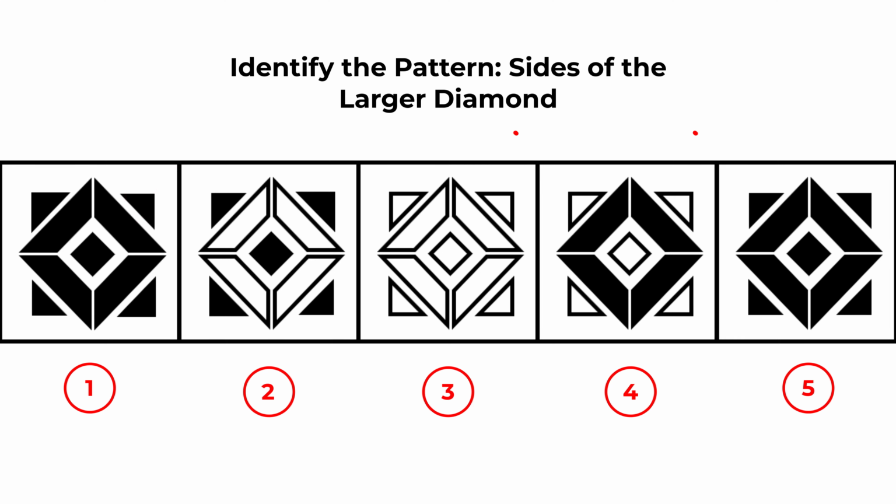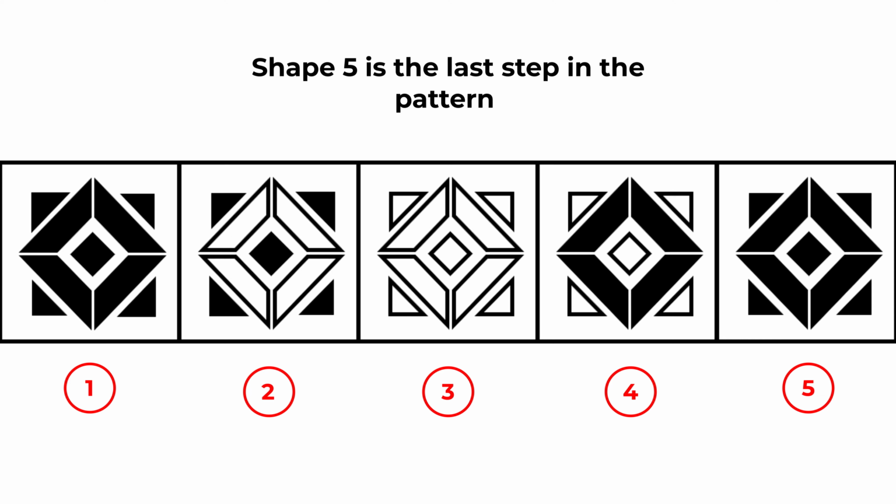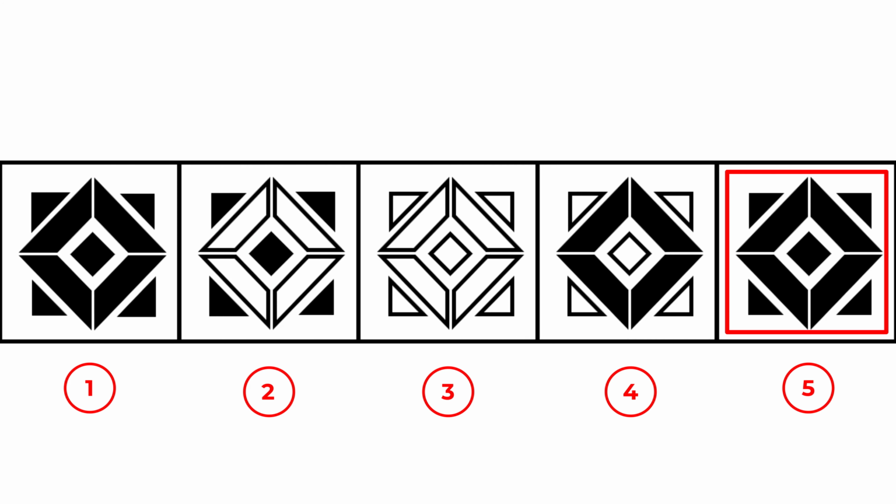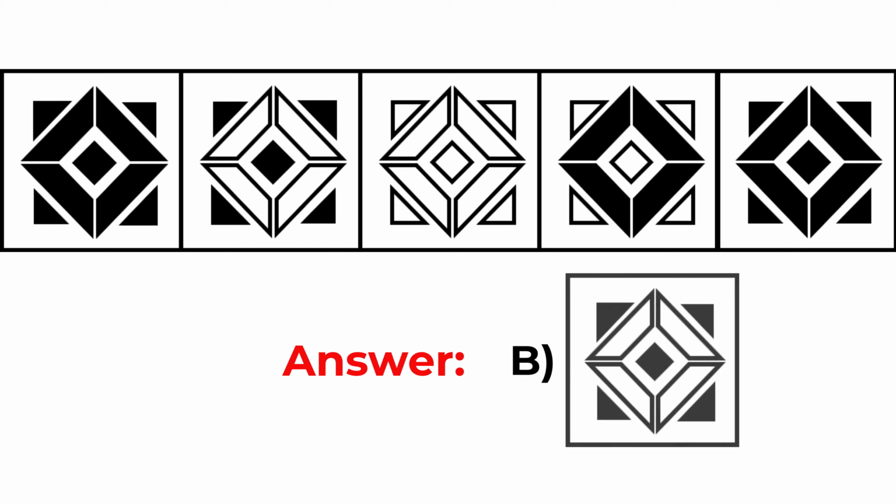Let's recap. Shape 2 is the first shape in the pattern, shape 3 is the second shape in the pattern, shape 4 is the third shape in the pattern, and then shape 5 is the fourth and last step in the pattern. If you look closely at shape 1 in the picture, you see that this represents the last shape in the pattern. So the correct choice for shape 6 would be to select the first shape in the pattern, which is the matching answer for choice B. So the correct answer here is choice B.